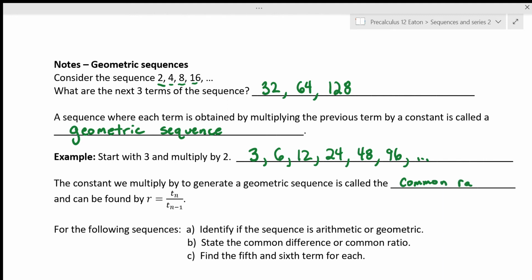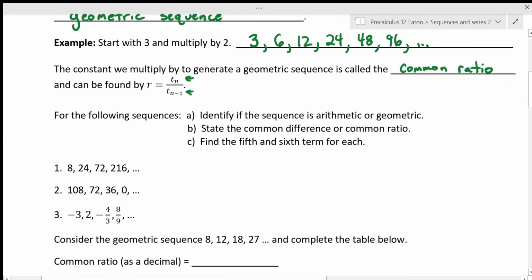And with arithmetic sequences, if you recall, we find the common difference by subtracting 2 terms that come consecutively, or right in a row. With a geometric sequence, we divide the 2 terms. So we take a term, that's our Tn, and we divide it by the term that comes before, that's our Tn minus 1, and that will give us the common ratio. And it doesn't matter, just like with the arithmetic sequences, which 2 terms you pick, as long as they're right in a row.